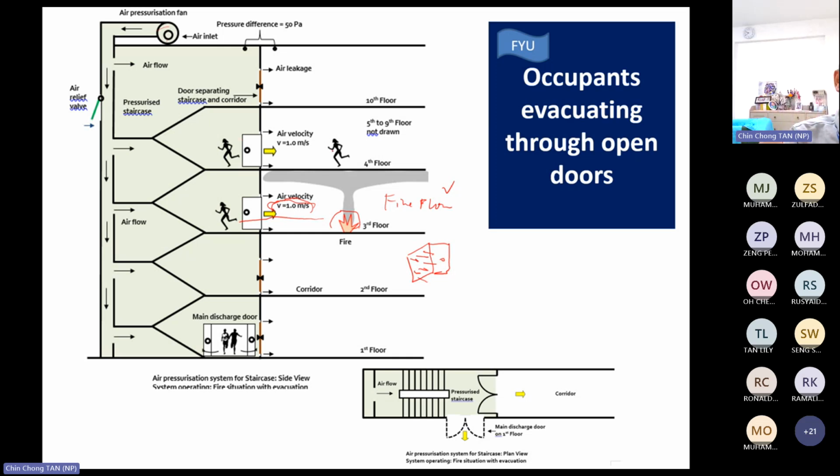So the second most critical is the one above the fire floor. This one will also be open. People will be running away. You need to provide also 1 meter per second.